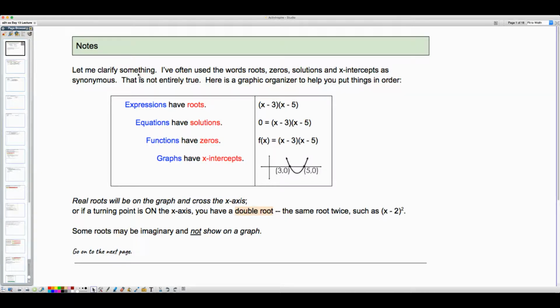we have a lot of different ways of talking about where the graph of a parabola will cross the x-axis. One of them is with the x-intercepts. We call it the zeros, or we might call it the solutions when you set it equal to zero, or when you talk about the roots, looking at the factors. So a lot of ways, sometimes they're used, I use them interchangeably, some people use them interchangeably, but they really do have a different meaning.